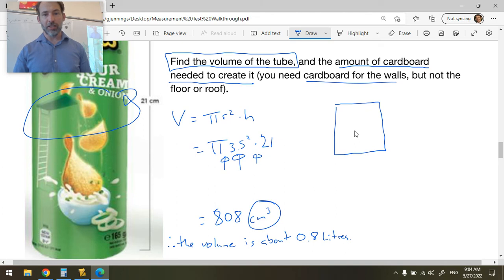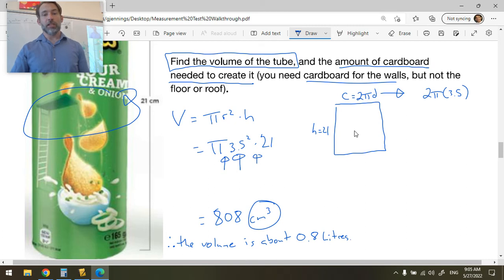This would be just the height of the Pringles tube, which is 21. And up here would be the circumference of the Pringles tube, which is equal to 2 times pi times the radius. So I'll substitute into that. So that would be 2 times pi times 3.5, which is, I can't remember what, but it's a little bit bigger than 21 because the diameter is 7. So 2 times 3.5 is 7. 7 times pi would be a little bit bigger than 21 because pi is a little bit bigger than 3.